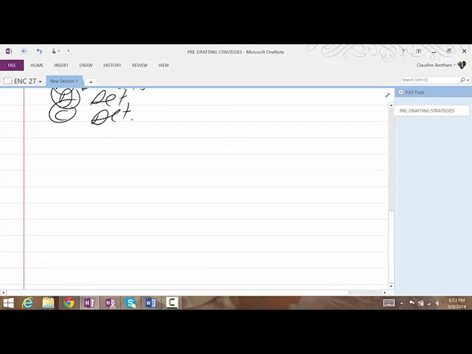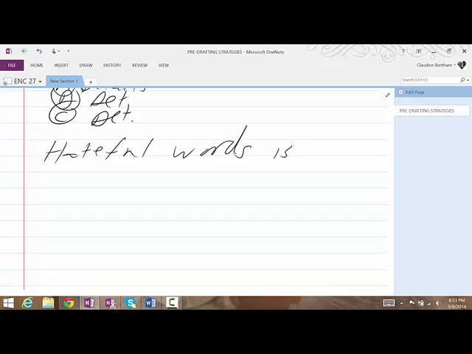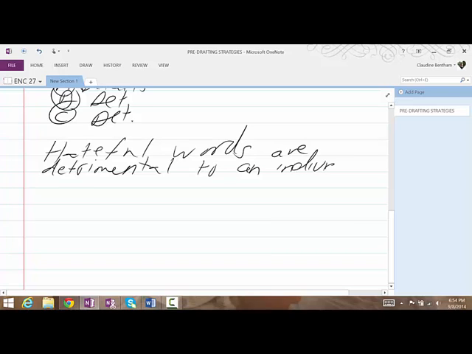So you can just start free writing along the way. Take about 30 minutes and just write whatever you have to say. You know, hateful words, and you just write it all out. Is or are detrimental to one's upbringing, and then just keep on going and explaining why. And don't worry about spelling, don't worry about grammar or anything of that sort. Just keep on going.